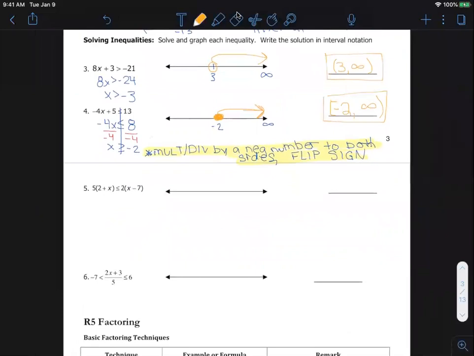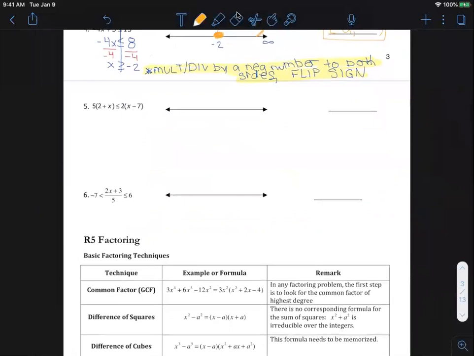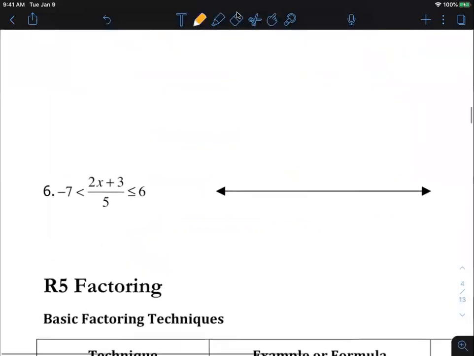All right, let's take a look at, I'm going to skip again. We've got 2 problems left. I'm going to take a look at number 6. So for number 6, we have an and problem. So you can draw 2 sets of lines to help keep your work organized. This time you're going to have to do whatever to get x alone in the middle. You have to do it to all 3 parts.